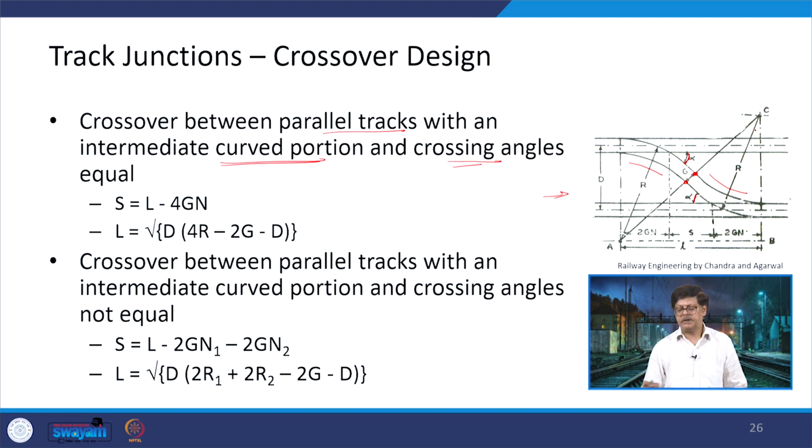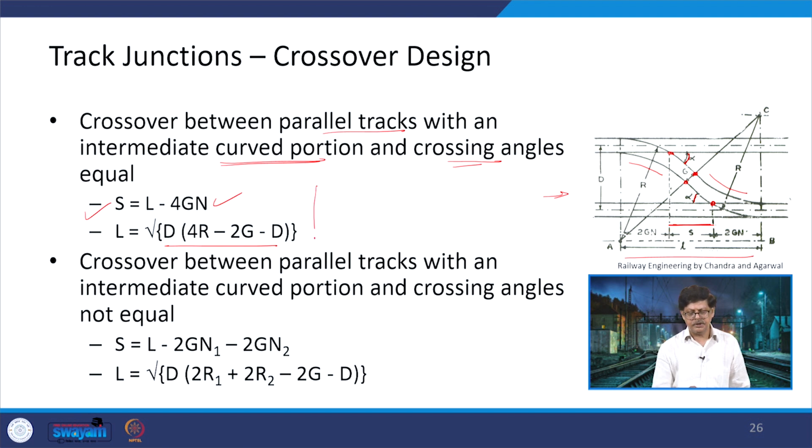If we solve this particular geometry, then what we get is that this S, which is the projection on the main track, main lead line, with respect to the distance or the movement between the one TNC and the another TNC, that means on one track as well as on the other track, is given by L minus 4GN, where L is the overall length, which is a combination of the curved leads here and the straight section. That is defined as under root of d into 4r minus 2g minus d.